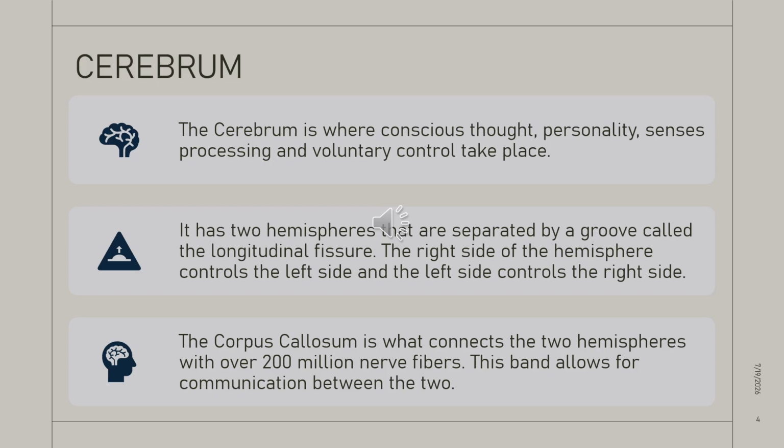The cerebrum makes up the largest portion of the human brain. This is the seat of consciousness, thought, personality, sensory processing, and voluntary motor control. Structurally, it is divided into 2 cerebral hemispheres. A deep groove called the longitudinal fissure splits them down the middle. These hemispheres exhibit contralateral control, meaning your right hemisphere directs the left side of your body, and your left hemisphere directs the right side. They talk to each other through a massive bridge of over 200 million nerve fibers, called the corpus callosum.